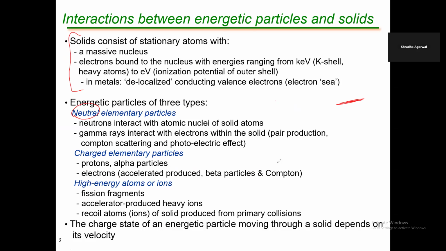Now, when this is a solid like this, the incoming particle could be of many types. One, it could be neutral. Neutral would mean that it doesn't have any charge. Neutron and gamma ray are the neutral particles. The other particles are the charged elementary particles. So what are the charged elementary particles? They would be either proton, positive, alpha particle, or electron. They will all be charged.